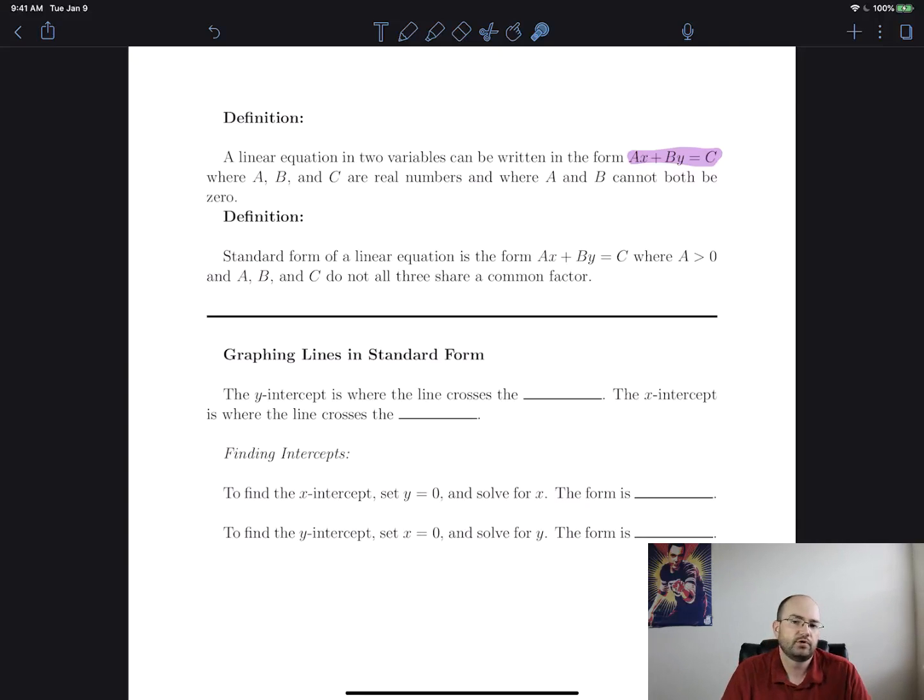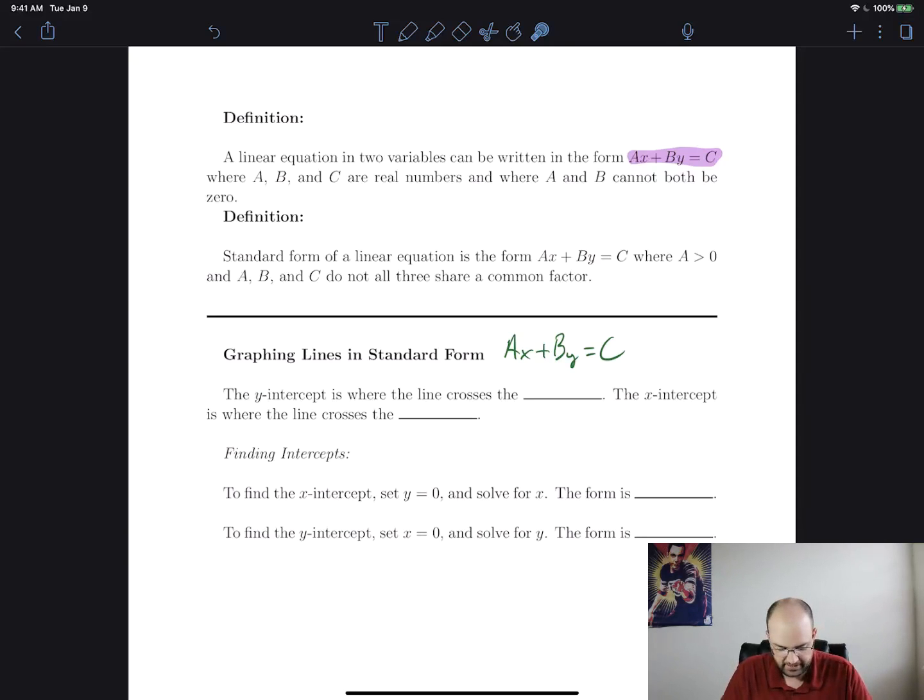Okay, let's talk about how we graph lines in standard form. So again, standard form, ax plus by equals c, where a, b, and c do not all share a common factor, and where a is greater than 0. Now, sometimes you'll be given equations in this form where a is not greater than 0. That's fine. It's just not quite standard form. It's close to it, but not quite.